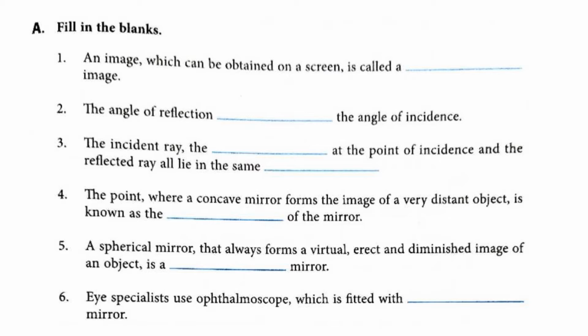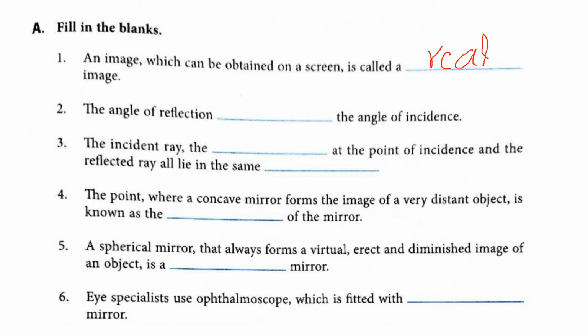Children, you know already that if you want to get the image on the screen, actual intersection of reflected rays should happen. Actual means real. So if real intersection is happening for the reflected rays, compulsorily we are going to get the image which is called a real image. So the answer here we are going to write as real image.